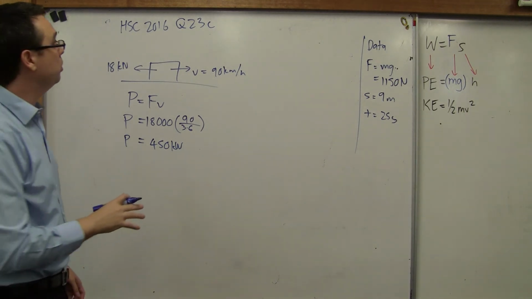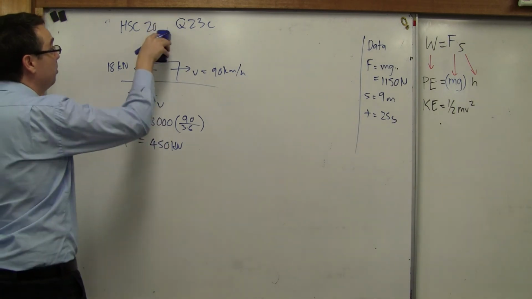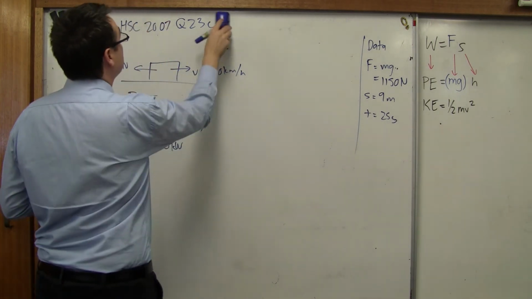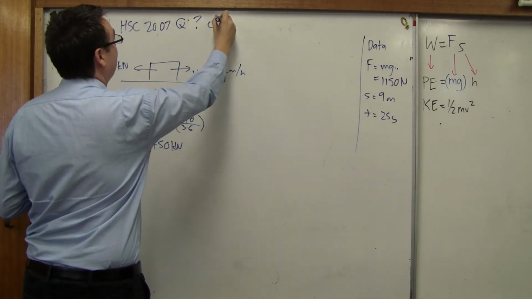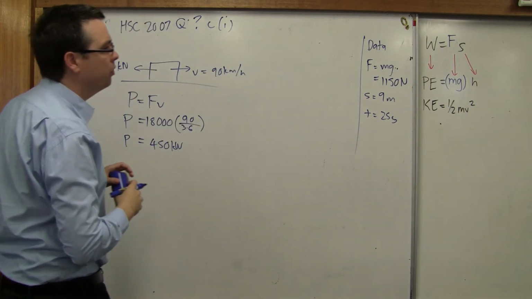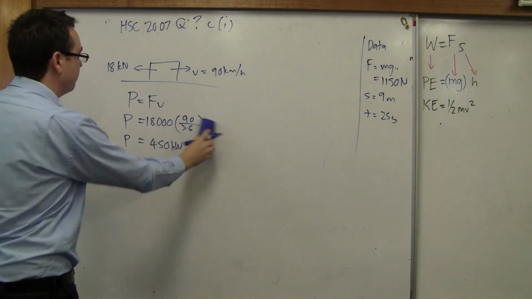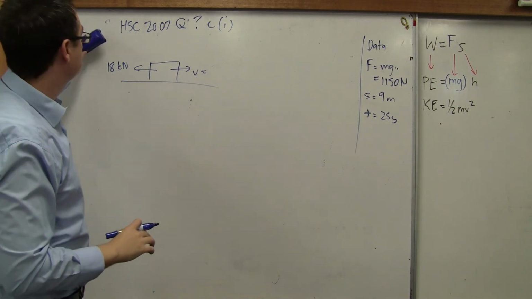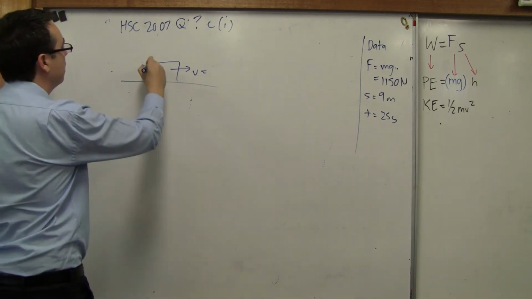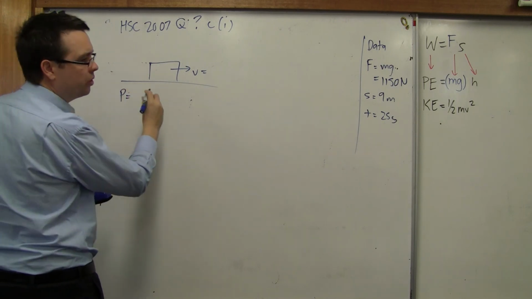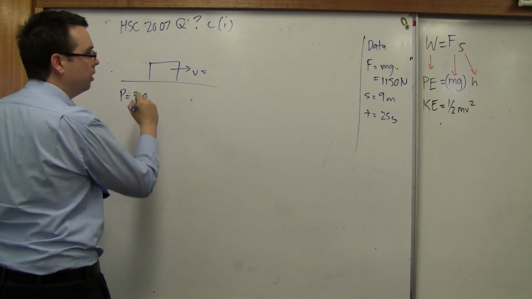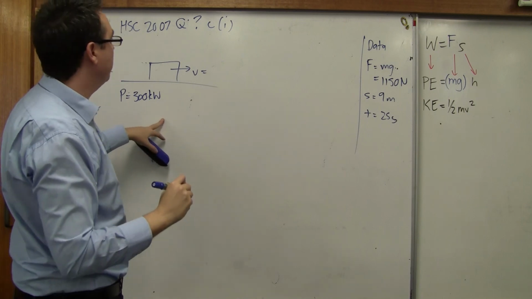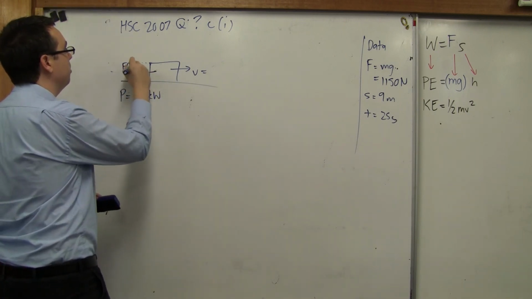The next question we're going to go to is from the 2007 paper. We don't know the number, but it's a C, part I, and it's worth 2 marks. We've got a similar situation. They've told us the power required. So P equals 300 kilowatts. And what they've asked us is to figure out what that friction is. That friction this time is an unknown.